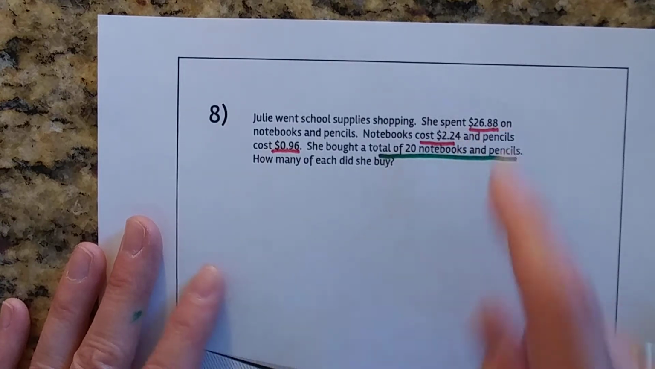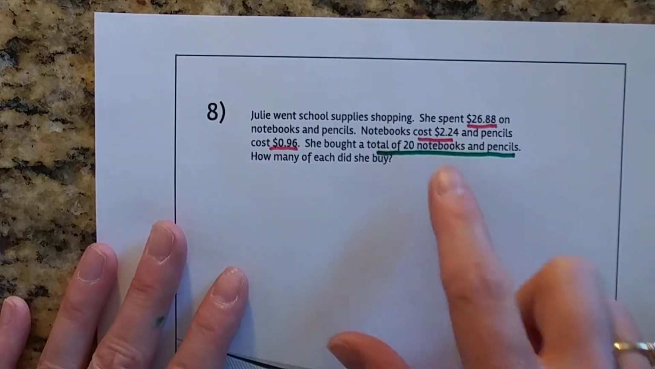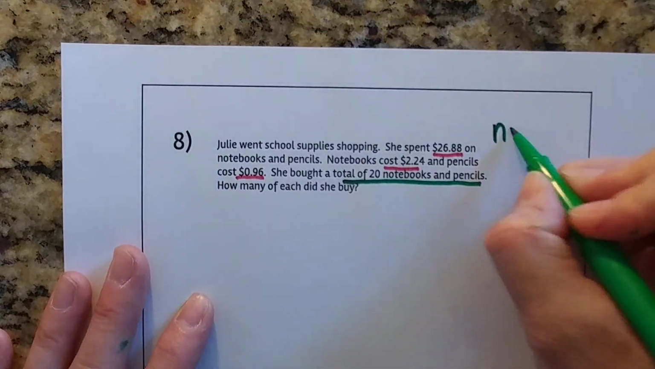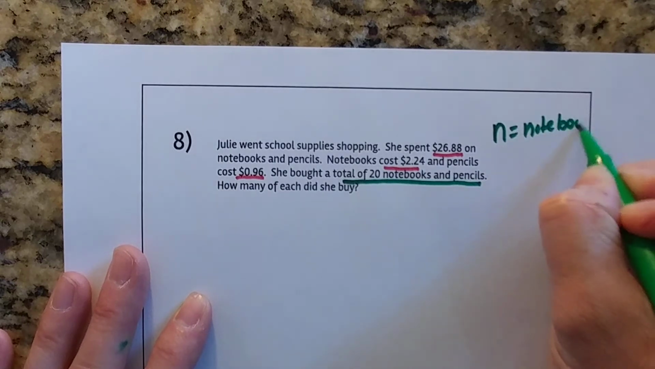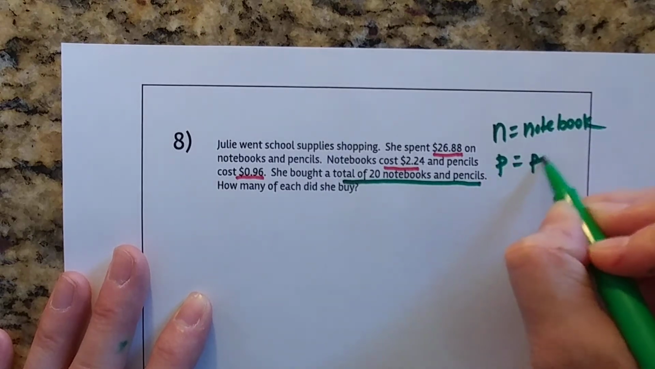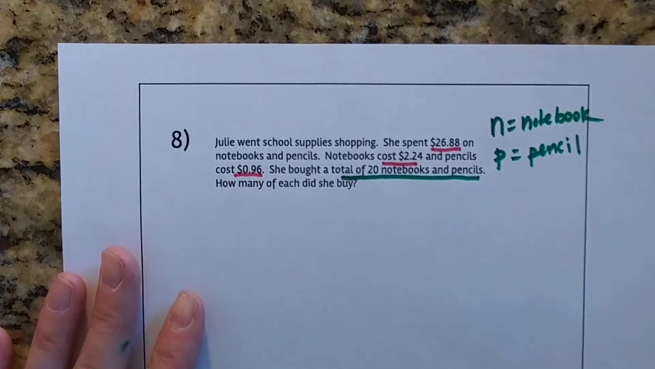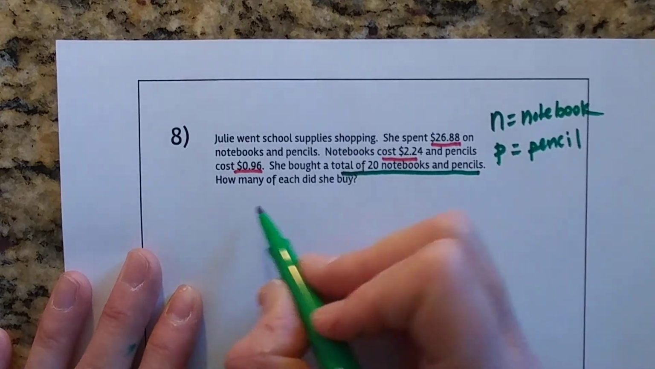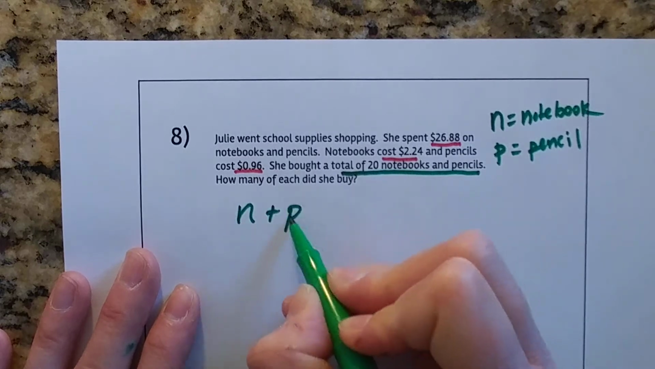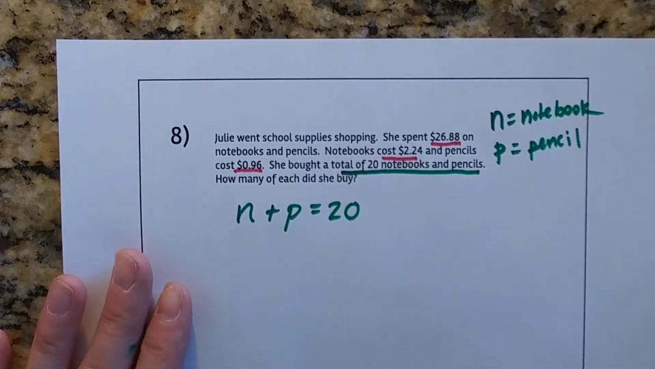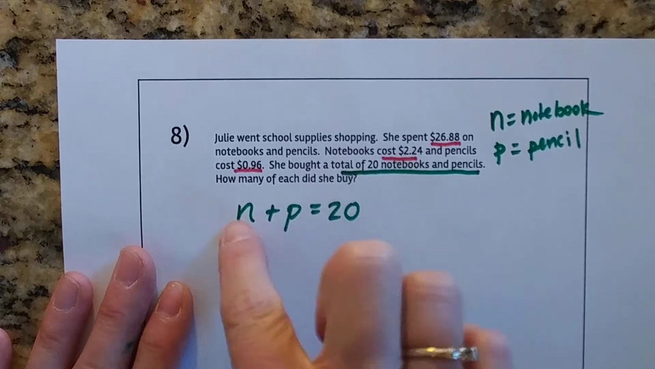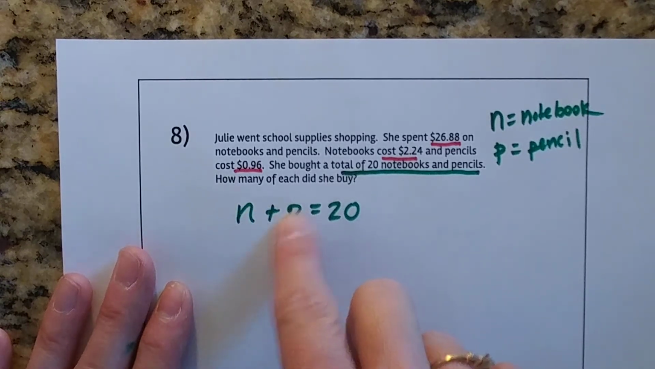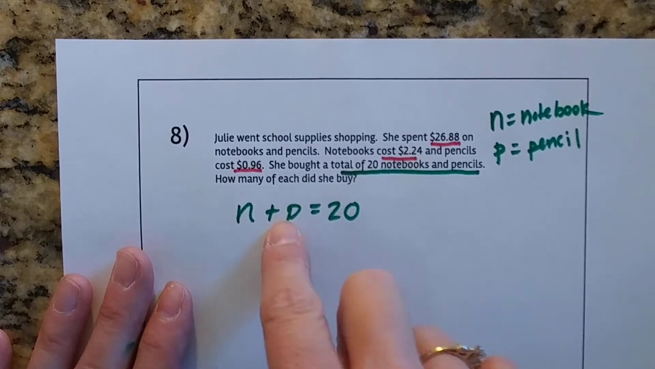Okay, let's first start by looking at the 20 notebooks and pencils. If we say that N equals a notebook and P equals a pencil, let's write our equations. 20 of them. Would you agree with me that if I took the number of notebooks plus the number of pencils, it would equal 20? Sure. Now, I could put different numbers in here. Like I said, you could put 12 and 8. You could put 18 and 2. Lots of possibilities to give me 20.